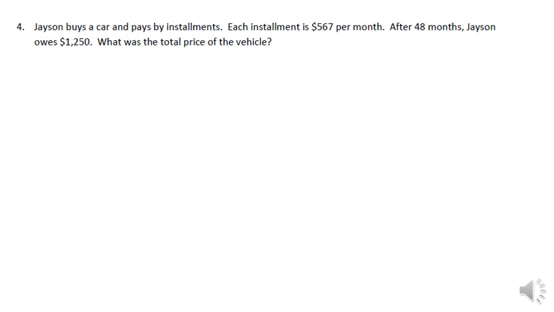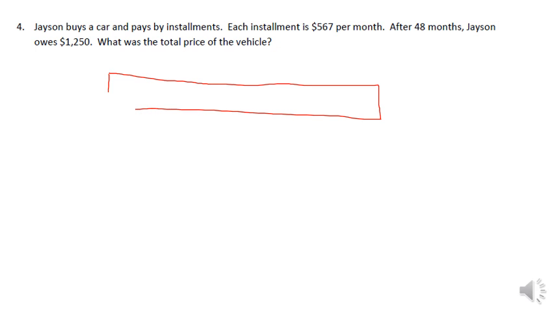Question 4, Jason buys a car and pays by installments. Each installment is $567 per month. After 48 months, Jason owes $1,250. What was the total price of the car? So, first off, I'm going to draw a tape diagram so I can understand this. And first thing they're looking for is the total price of the car, which this would be total price.